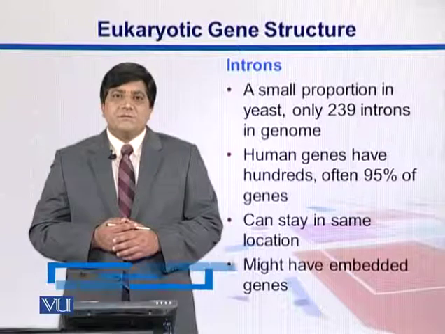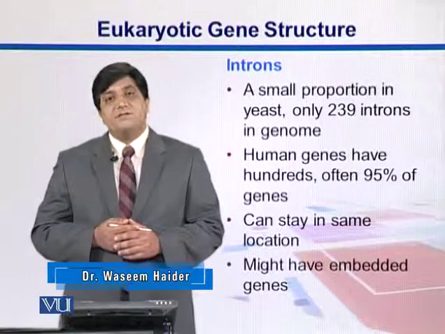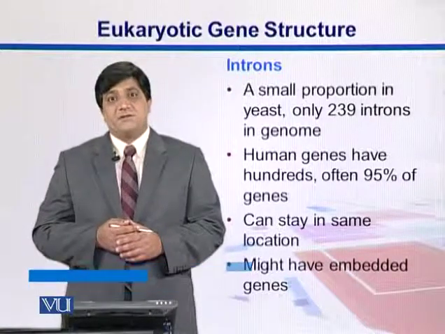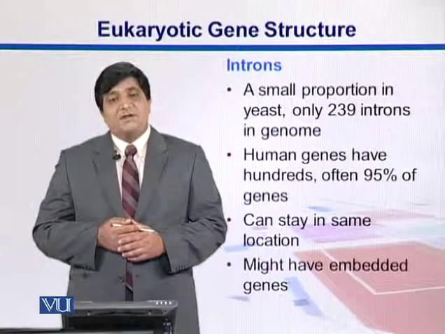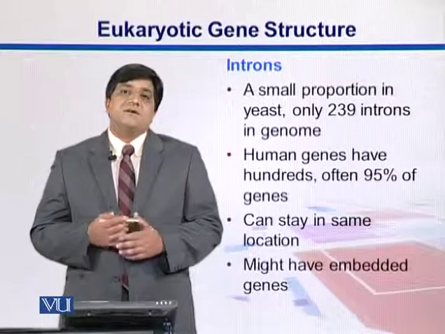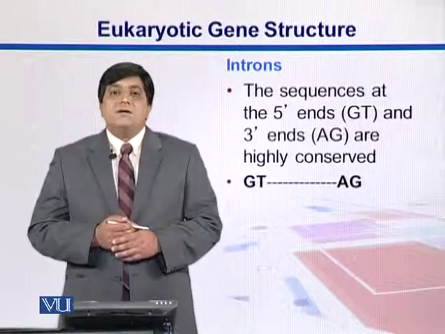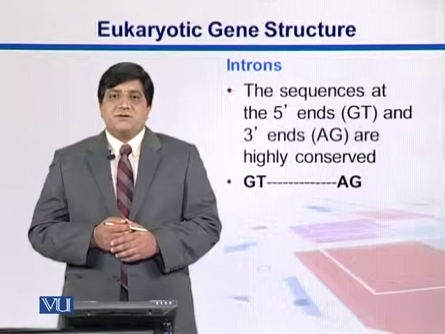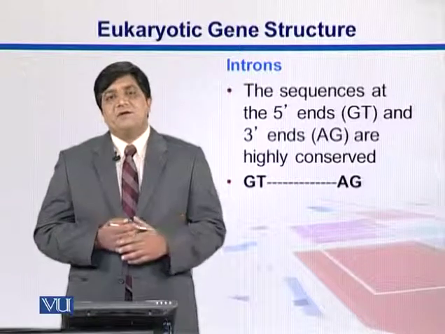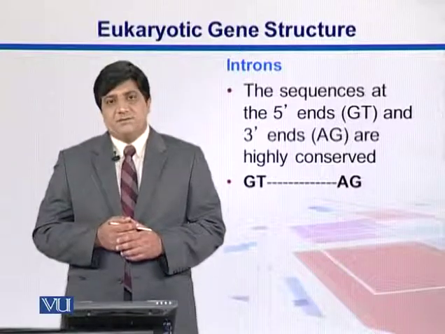Introns contribute very little in yeast, where there are only 239 introns in the genome, whereas in humans they may make up to 95% of the genome. So they can stay in the same location, and sometimes introns also have some embedded genes in them. Introns can be distinguished by the presence of GT at their 5' end, and AG at their 3' end.